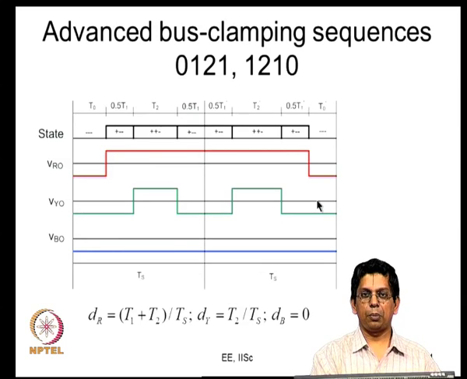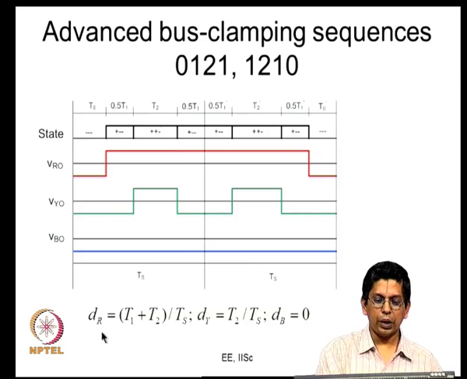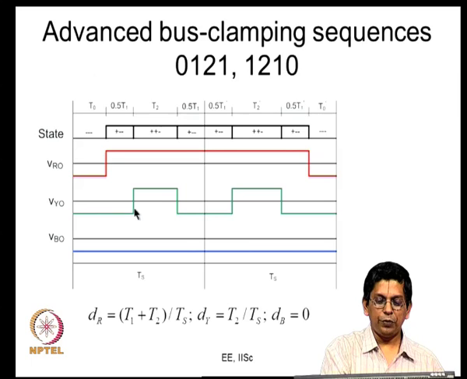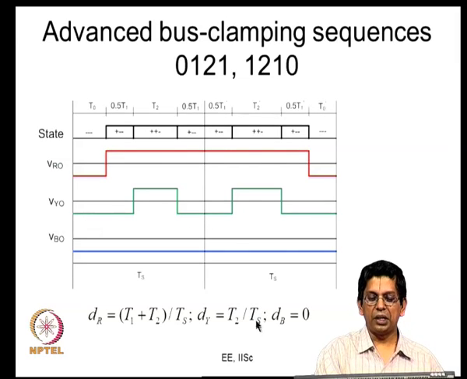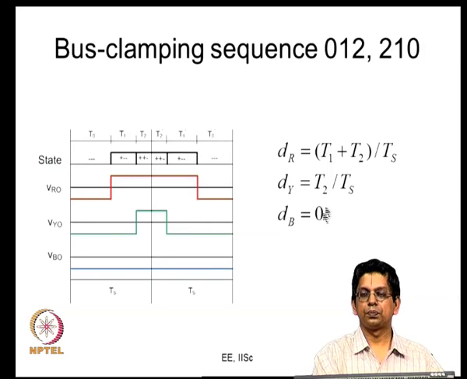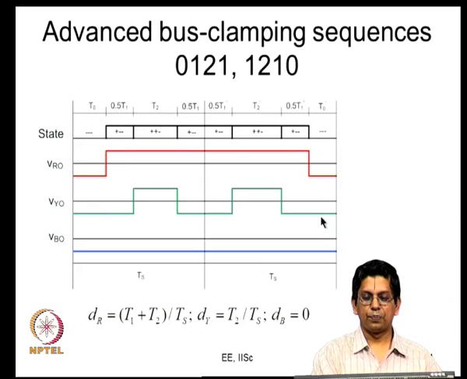Now, if it is advanced bus clamping PWM, once again you need the duty ratios. So how do you get your duty ratio? The duty ratio of R phase is 0.5 T1 plus T2 plus 0.5 T1, which is nothing but T1 plus T2 divided by Ts. What is your Y phase duty ratio? The Y phase is switching twice, but still, the top is on for T2 seconds out of Ts, so it is T2 by Ts. What is the duty ratio of B? dB is equal to 0. So for the sequence 0, 1, 2, 1 or 1, 0, 1, 2, these are the 3 phase duty ratios, and they are the same as what you get for 0, 1, 2.